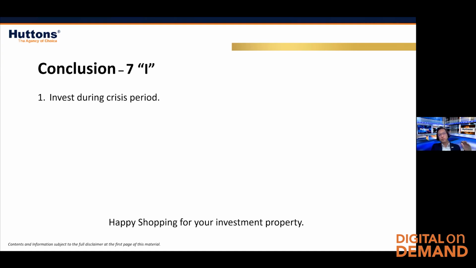You want to invest when property prices are going up, because as the days go by, as the months go by, as the years go by, our property prices are not going to come down. As I shared with you from the very beginning, in the first slide, it is going to be an upward trend. Okay, because this is Singapore.